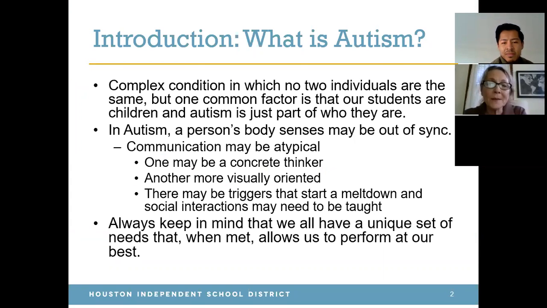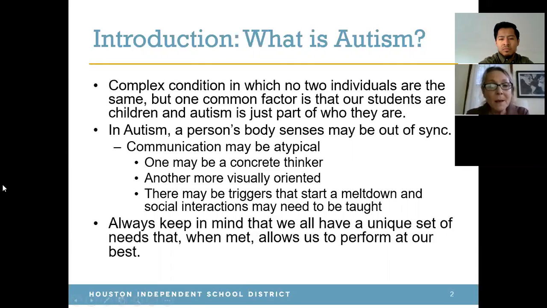So just to introduce what we'll cover in this video: what is autism? Autism is a complex condition in which no two individuals are the same, but one common factor is that our students are children, and autism is just part of who they are. In autism, a person's body senses may be out of sync. Communication may be atypical, so they may communicate through their body language, facial expressions, or actually talking.